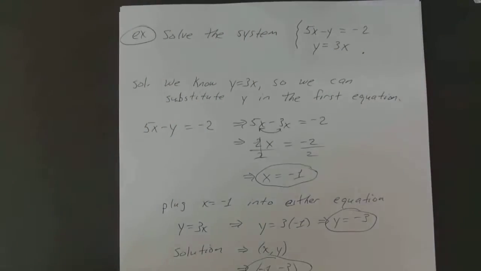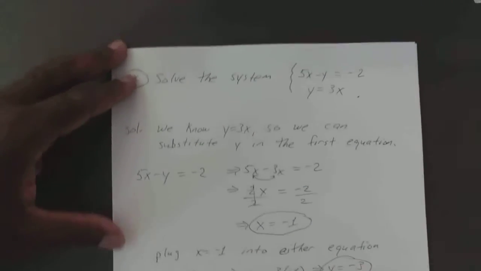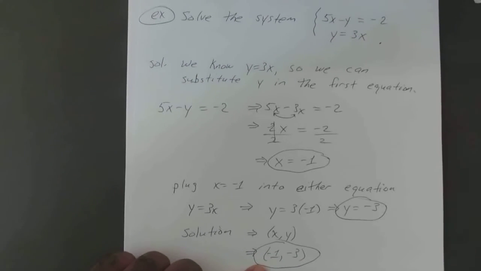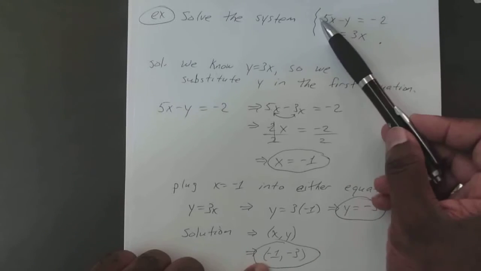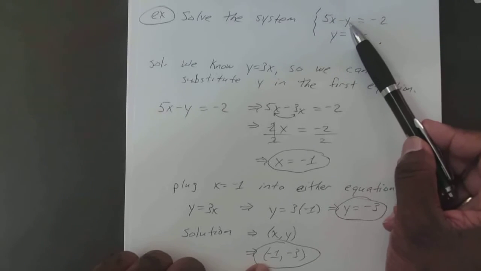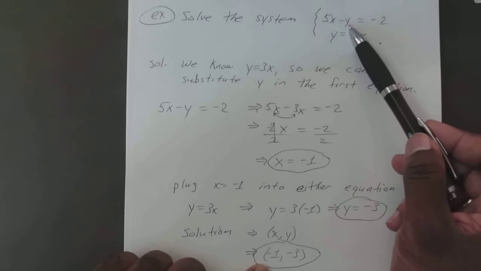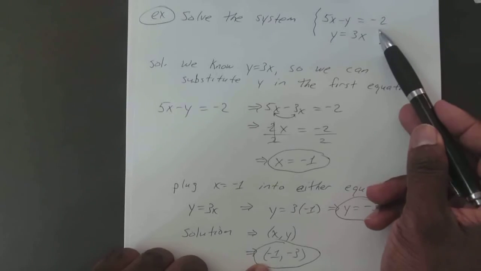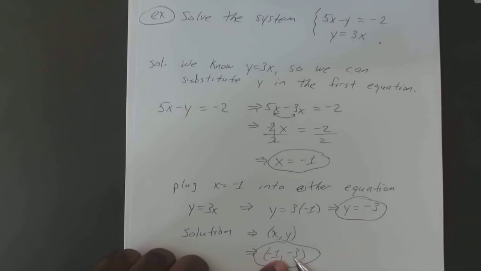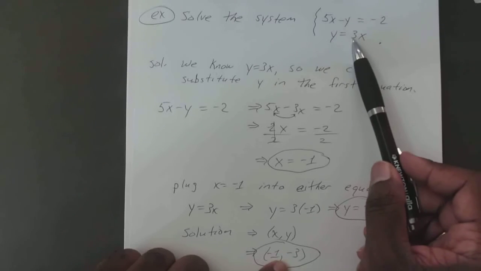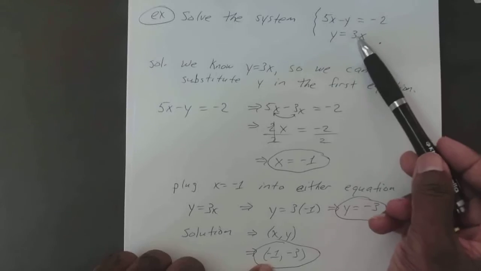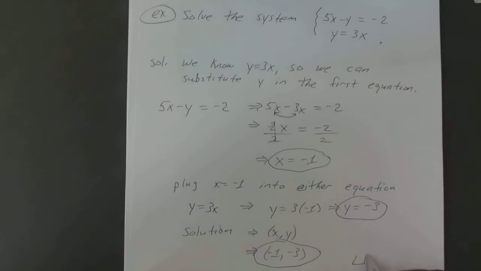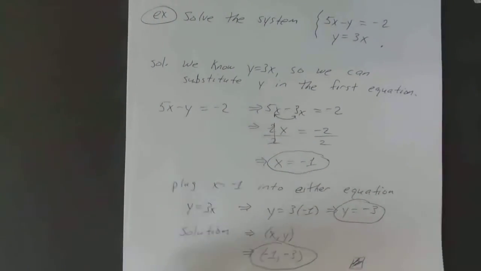Okay. And you can always double check it by just getting those and plugging them into your original equation. So if x is equal to negative 1, X is equal to negative 1. 5 times negative 1 is negative 5. Minus negative 3, that minus negative 3 becomes positive. So negative 5 plus 3 is negative 2. Okay, same thing here. If y is equal to negative 3, then negative 3 equals 3 times x, which is negative 1. So you have negative 3 equals negative 3. So it's true. All right, that's the end of that one.